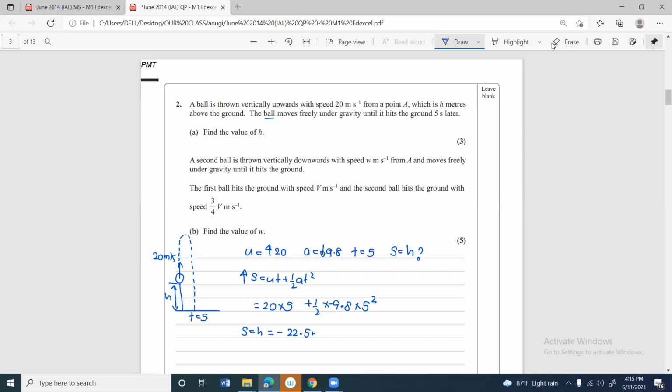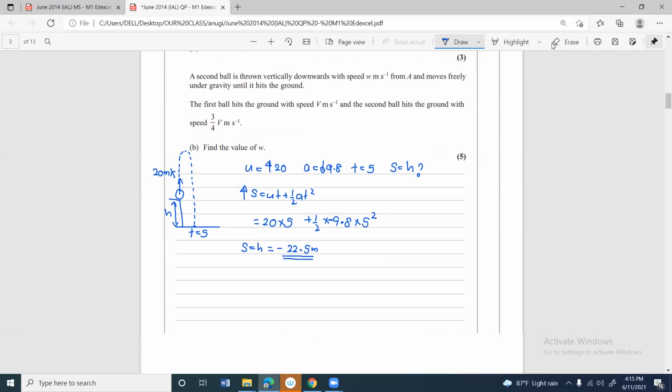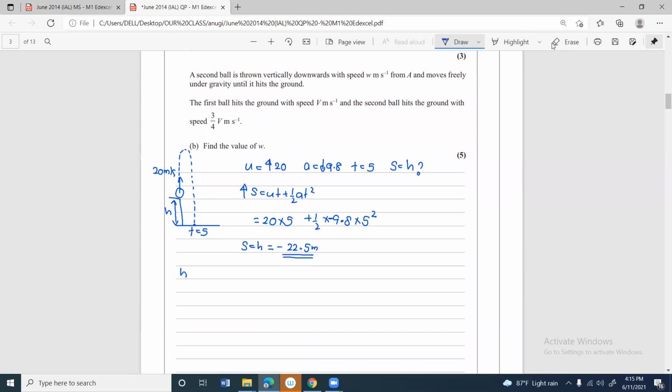Obviously, that is correct. What do I mean? Because the point where it reached the ground is vertically below the initial point, and we consider upwards as positive. So you can say H is 22.5 meters. That's a way of writing the answer for this.